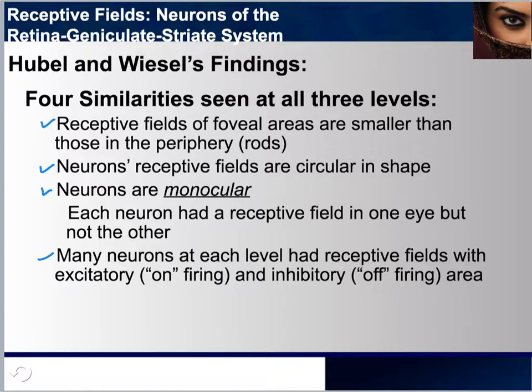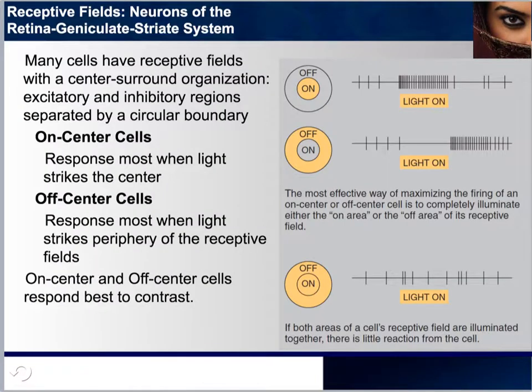The next slide will put things in perspective, as I have some pictures that would help you understand this better. In this picture we have an illustration of the receptive fields from the retina to the geniculate and striate system. As you already know, many cells have receptive fields with a center-surround organization, and that's where they found that it was a circular shape.